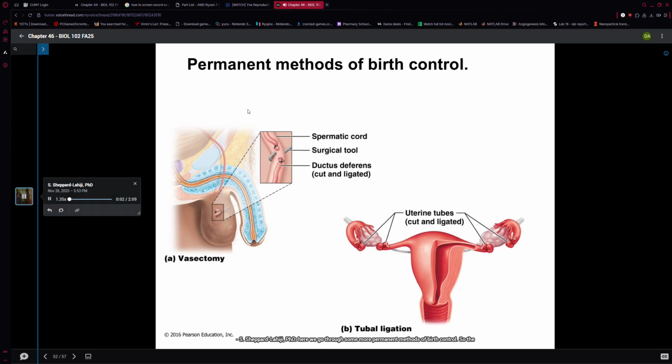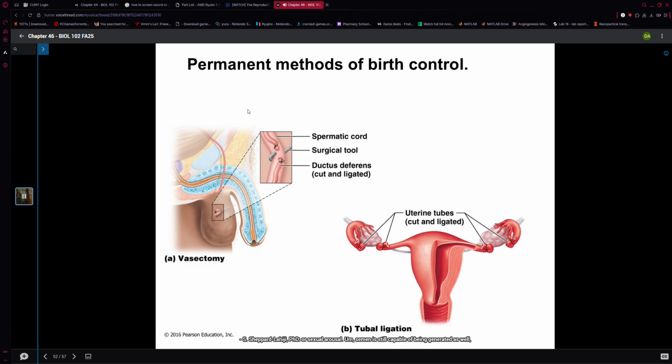Here we go through some more permanent methods of birth control. So the first focuses on the male reproductive system, and this is a sterilization technique called a vasectomy, in which the ductus deferens is cut and ligated, and as a result, sperm can no longer pass through the male urethra. Now, a vasectomy does not impede spermatogenesis, so there is still production of sperm, but that sperm will be reabsorbed. This process has no impact on male hormone levels, so it does not decrease male sexual response or sexual arousal.